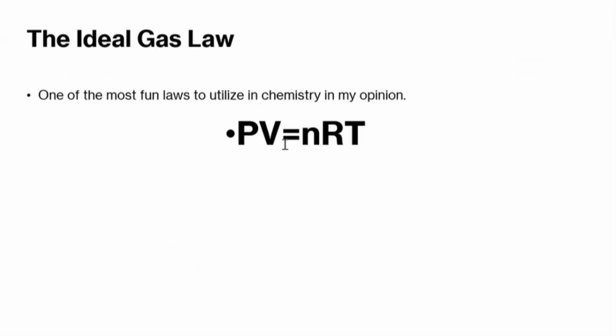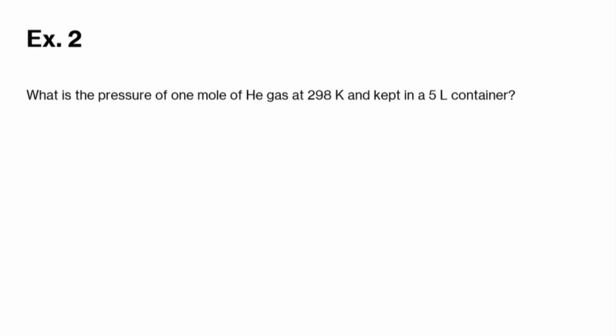So for the second example, what is the pressure of 1 mole of helium gas kept in a 5-liter container? Using some simple algebra, we can see that P is equal to nRT over V, because if we divide both sides by V, we isolate the P variable on its own. So that's the answer for example 2.